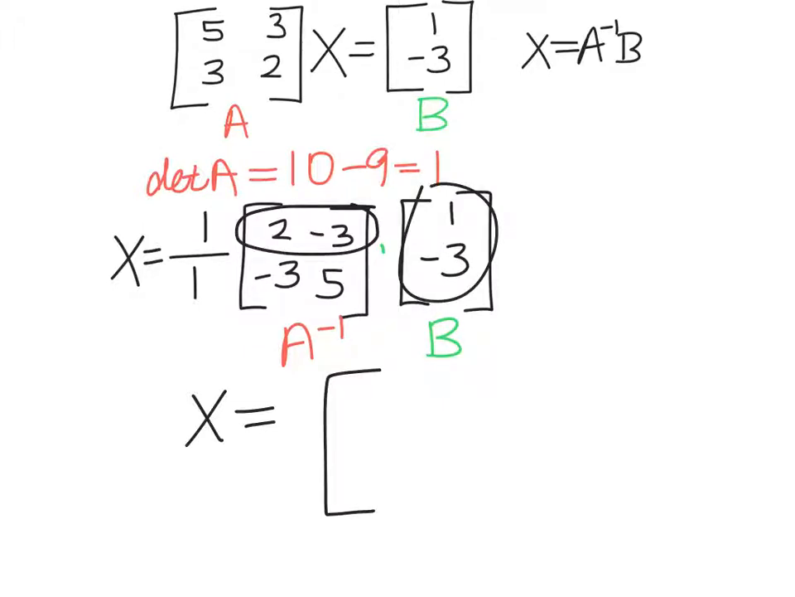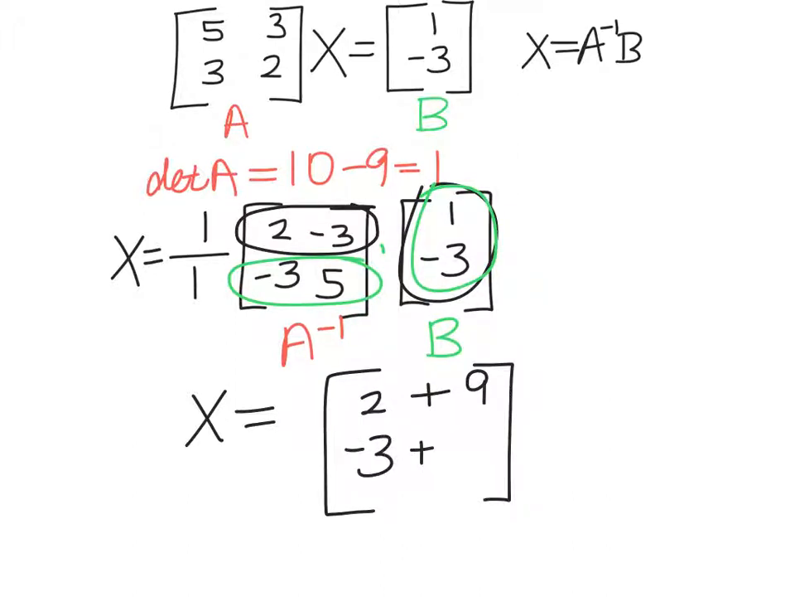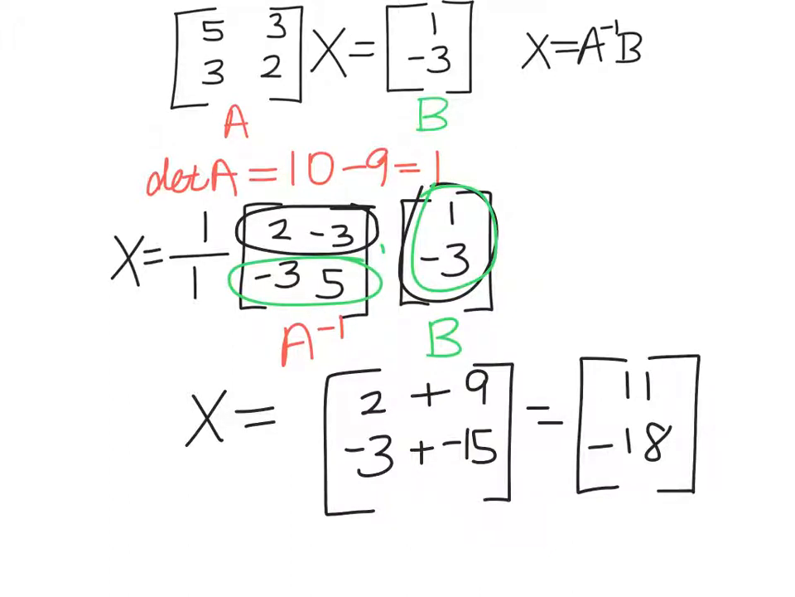Okay. We go 2 times 1 is 2, plus negative 3 times negative 3 is 9. Okay. Do the other one. Across and down. Negative 3 times 1 is negative 3, plus 5 times negative 3 is negative 15. And so the answer is 11, negative 18. Done.